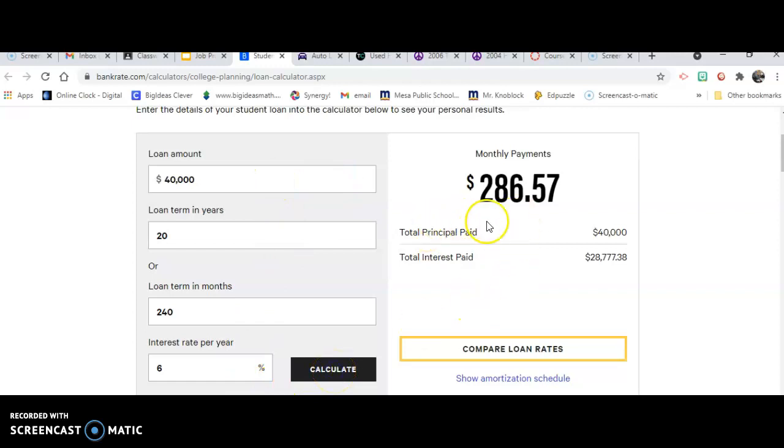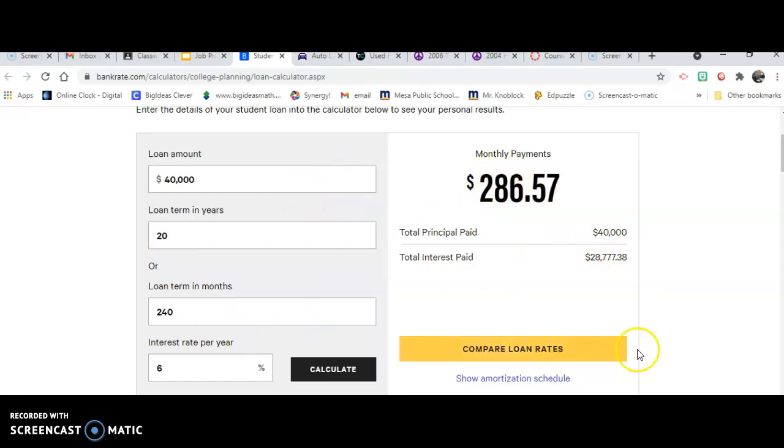So see right here, total principal paid $40,000. This number should match this number, your loan amount. So you have to pay $286.57. Again, I'm okay if you round it to the nearest dollar, so $287 a month. Here's the scary thing. Look at the interest you pay. You pay $28,777 in interest. So you almost pay back as much as you borrow, double. You almost double it. So I would put that amount in.